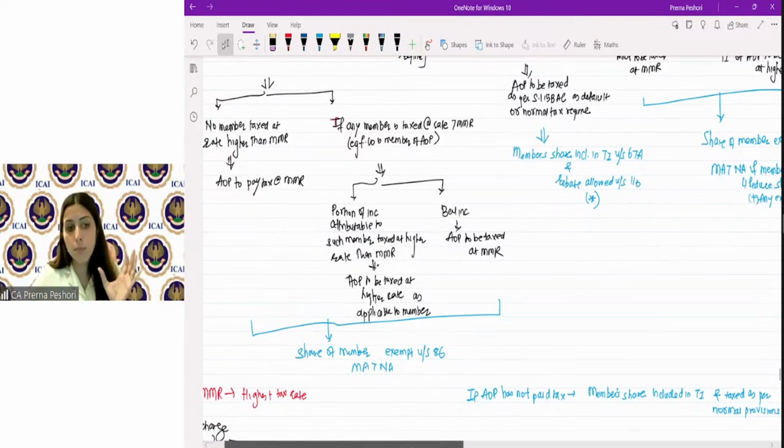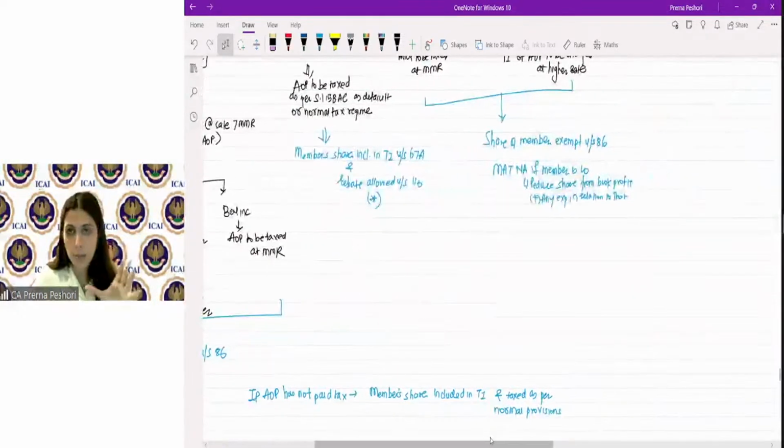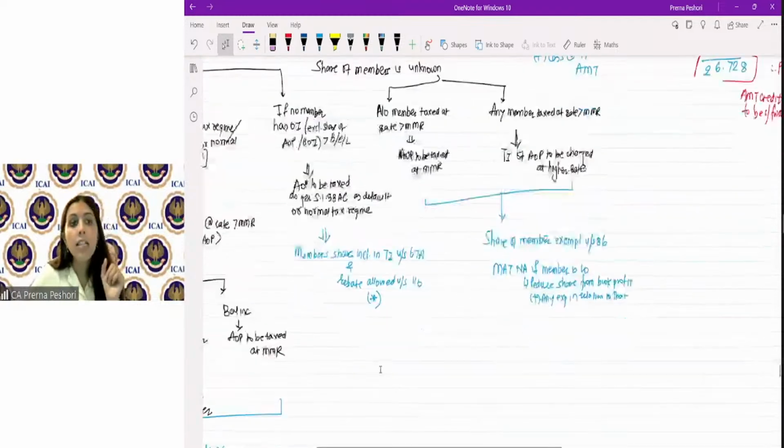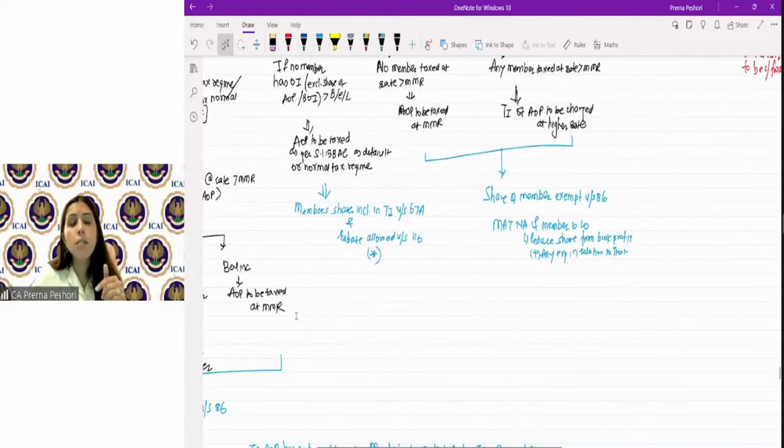Any income or the expenditure in relation to that particular income. We had seen how the MMR is the maximum marginal rate as applicable to the individual at the highest slab of income, even the surcharge, right? And in case no member has other income greater than the basic exemption limit, then the AOP is to be taxed as per section 115 BAC as default regime or normal tax regime, but the member's share will be included in his income under section 67A and the rebate will be given under 110.